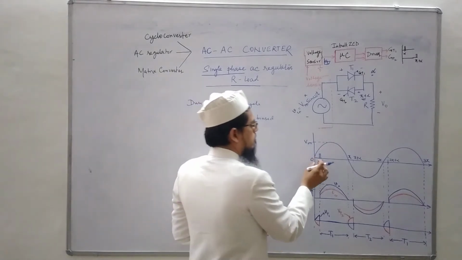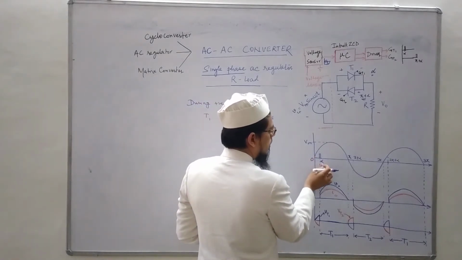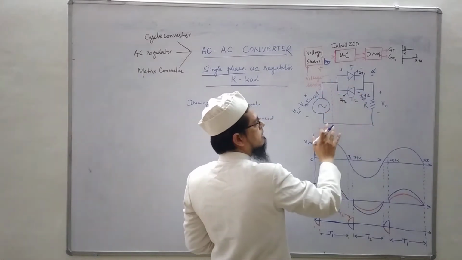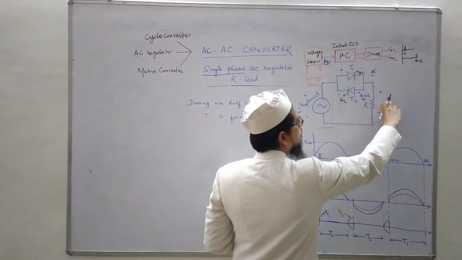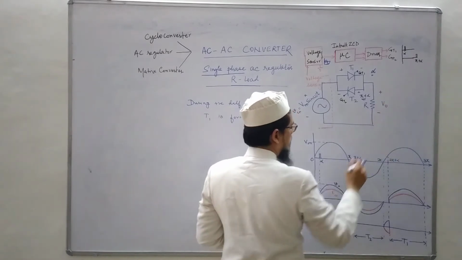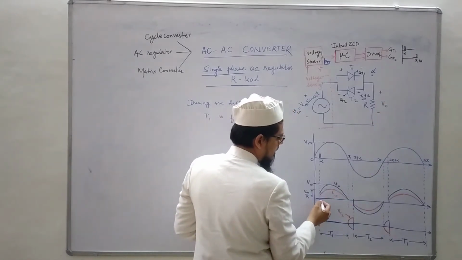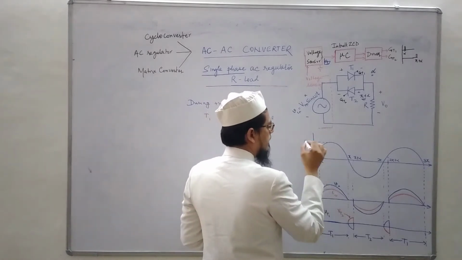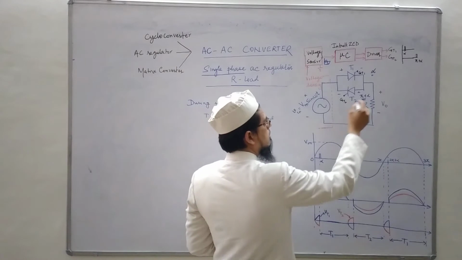So before alpha, from 0 to alpha duration, there is no conduction in the circuit. So that means no current flowing through the load. So the output voltage as well as the current is 0. I have shown it here. And as soon as the firing angle is given at alpha, it starts conducting.